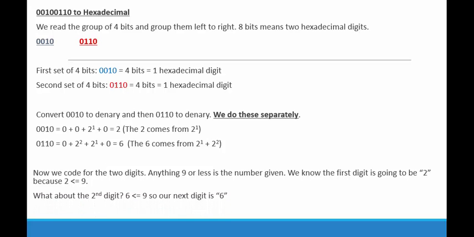Well, 6 is less than or equal to 9, so our next digit is going to be 6. So if I'm coding this binary number right here in hexadecimal, it's going to be 26. And so if someone said, hey, we need to change 38 to hexadecimal, it's going to be 26. It's that simple. Let's take a look at another example where we don't have just numbers, but where we use letters as well. So binary to hexadecimal.